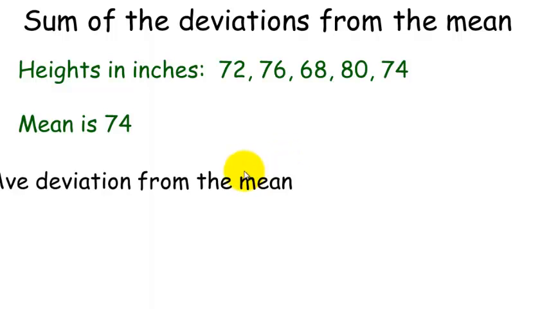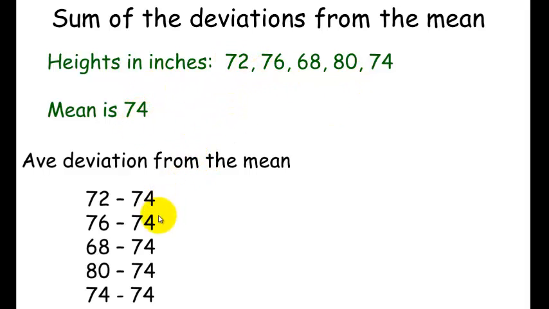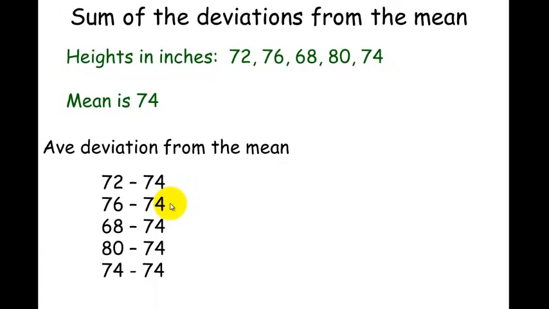Next, let's find the average deviation from the mean. We are going to subtract 74 from each of these heights. So we'll have 72 minus 74, 76 minus 74, 68 minus 74, 80 minus 74, and then 74 minus 74. We'll get the following numbers.